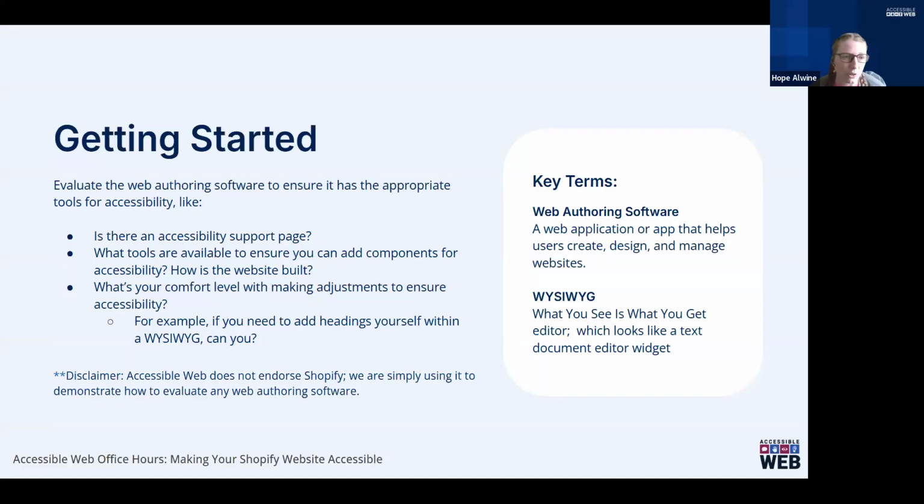Another question you should ask while you're evaluating your web authoring software is, what's your comfort level for making adjustments to assure accessibility? For example, if you need to add headings yourself within a WYSIWYG, can you do that? Or do you have a team member who is a developer and can assist with that? Making sure you've got all your bases covered before starting is essential to avoiding roadblocks later on in the creation process. A quick disclaimer, Accessible Web is not endorsing Shopify. We are simply using it to demonstrate how to evaluate any web authoring software.